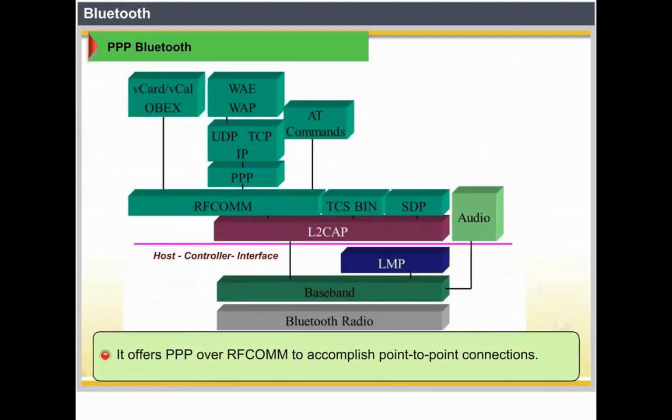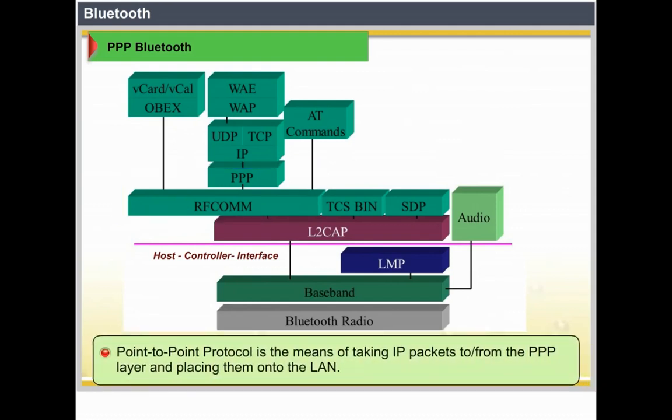This offers PPP over RFCOMM to accomplish point-to-point connections. Point-to-point protocol is the means of taking IP packets to and from the PPP layer and placing them onto the LAN.